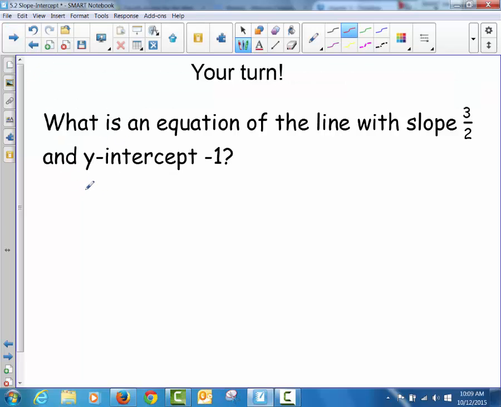Alright, your turn. What is an equation of the line with slope 3/2 and y-intercept -1? Remember, we are putting it in the form of y equals mx plus b. Alright, go ahead. Pause the video, write this down real quick, and then come back and see how you did. Okay, that will be y equals 3/2 x minus 1. Did you get that?